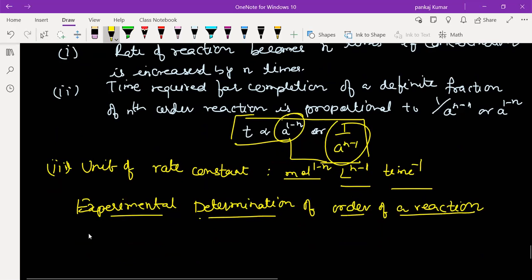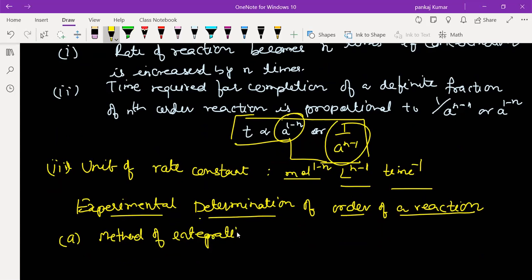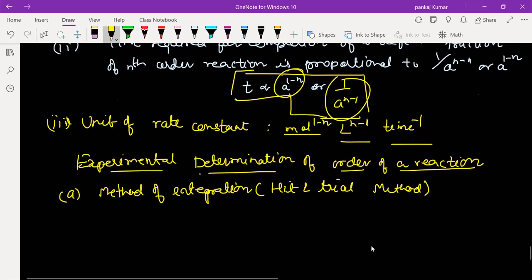So first one is your method of integration. Method of integration. That is called the trial method. Here we have to assume it is the simplest method to find the x, a, x, and t values of the different orders.